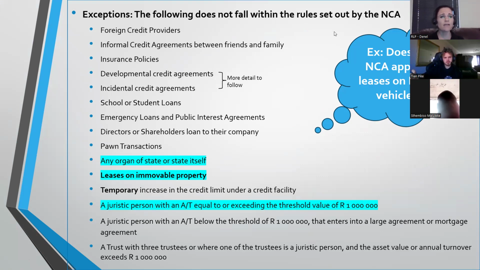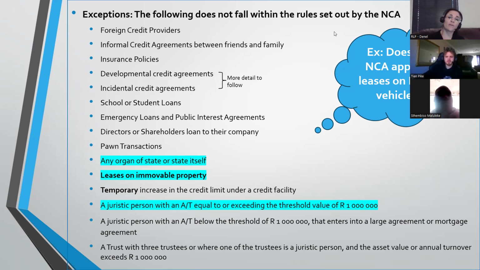Okay, so now the list goes on and it says insurance policies, developmental credit agreements, incidental credit agreements. Don't worry too much about these two. We will discuss them in detail later on, okay? School or student loans, emergency loans, and public interest agreements. Directors or shareholders loan to their company. Can you imagine the NCA applies to when someone invests money in their own company? It doesn't make sense. Okay, pawn transactions. You guys ever heard about Cash Crusaders? I think it's Cash Crusaders. So basically that's where you go and you tell them, I need a loan.